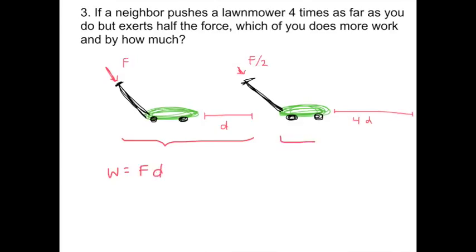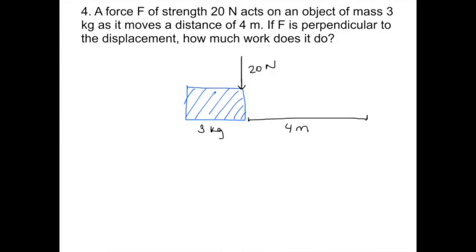Now over here we have the neighbor's lawnmower. The neighbor uses a force of F over 2, but over a distance of 4d. If we multiply this out, we can get that the neighbor's work is equal to 2 times force times distance. Therefore, the neighbor does more work than you do, by twice as much.